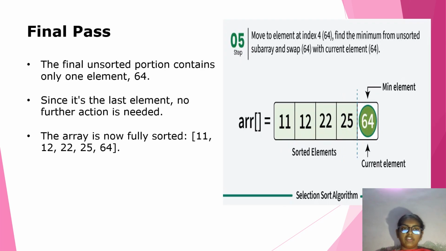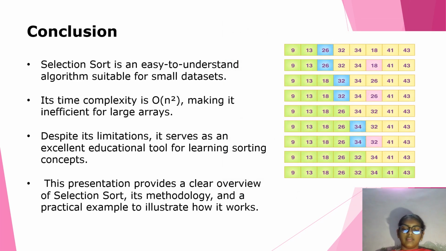Now let's go to the final pass. 11, 12, 22, and 25 are in sorted order. The last element is 64, which is the minimum element and the current element too. It is the last element, so no further action is needed. So the final sorted array will be 11, 12, 22, 25, 64.